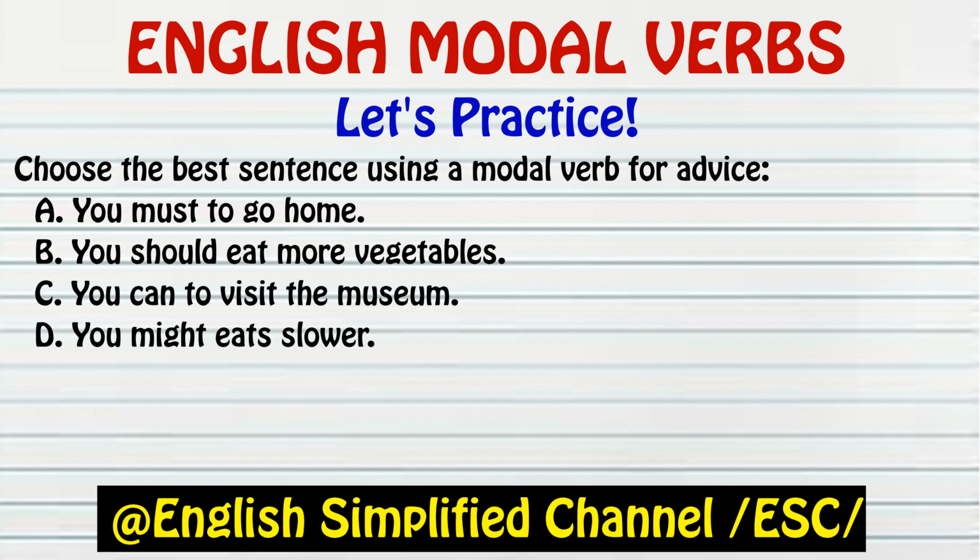Choose the best sentence using a modal verb for advice. A. You must to go home. B. You should eat more vegetables. C. You can to visit the museum. D. You might eat slower. Well done. The correct answer is B. You should eat more vegetables.